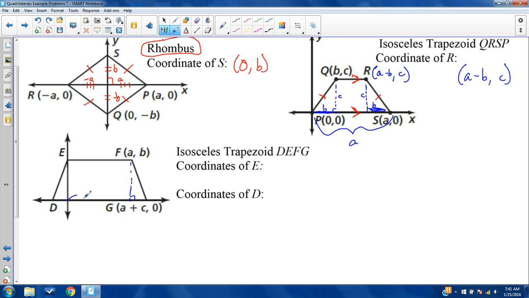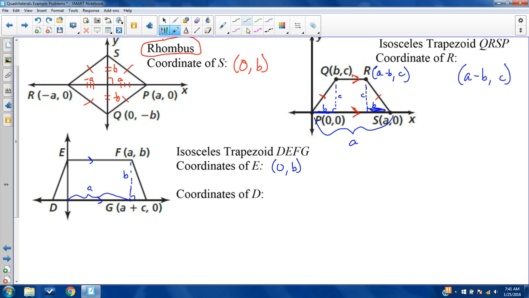F is going A units out here, and it's going B units up. So we know that E is also going B units up because these opposite sides are parallel, and this base is on the x-axis. So this has the same height, so coordinates of E are at 0, B.